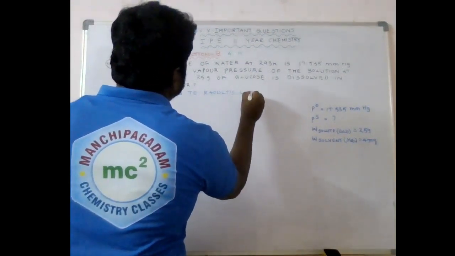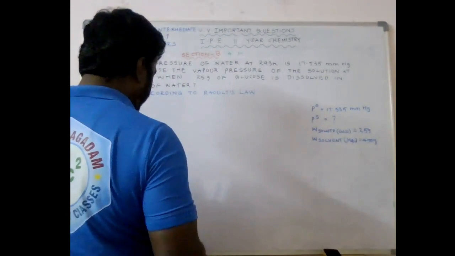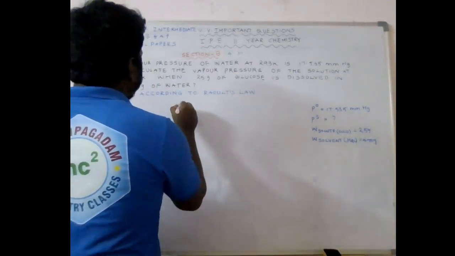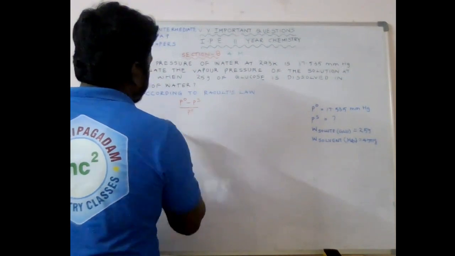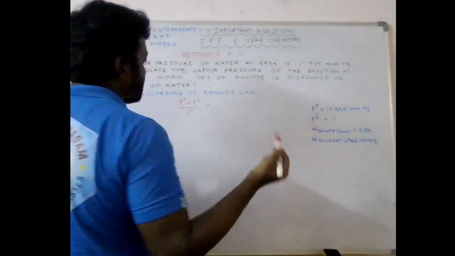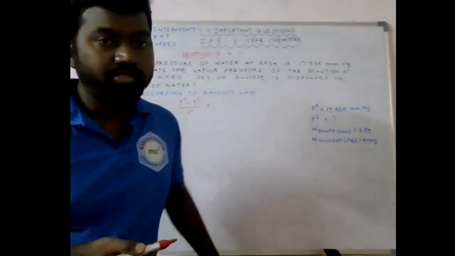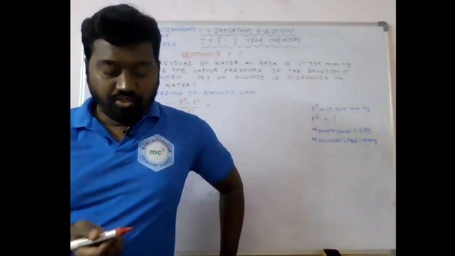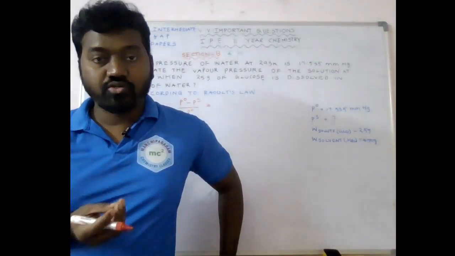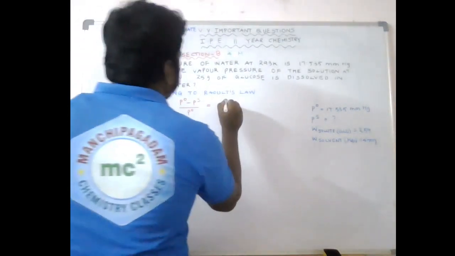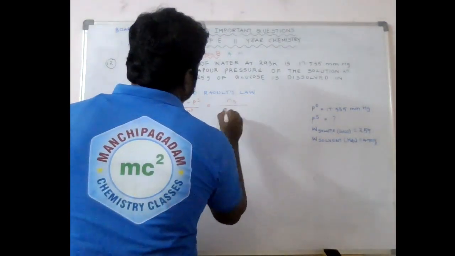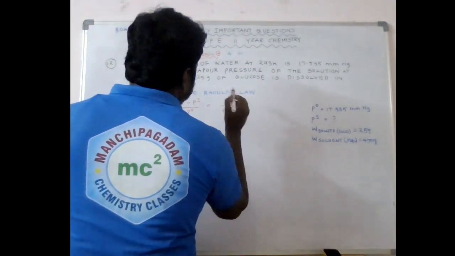Raoult's law, what is that? Relative lowering of vapor pressure is equal to the mole fraction of solute. That is called Raoult's law. So, number of moles of solute by total number of moles of solution.